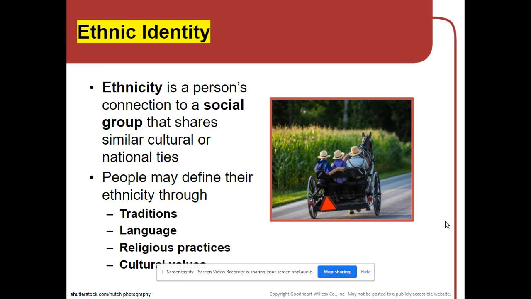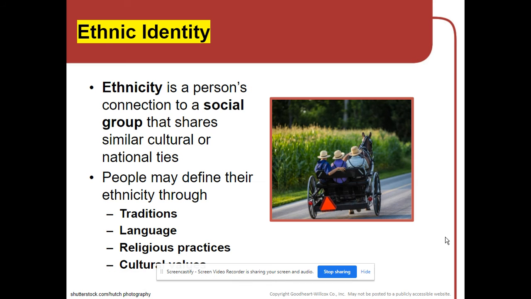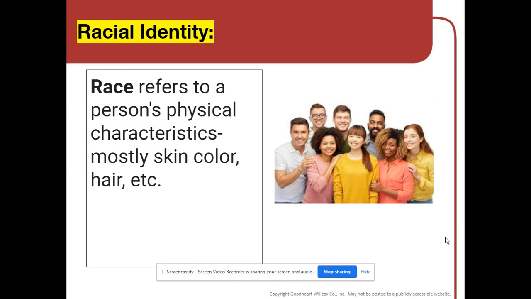So here's more on your ethnic identity. Ethnicity is a person's connection to a social group that shares similar culture or national ties. You might see their connections through traditions, language, religion, or other cultural values. Your racial identity refers to a person's physical characteristics. We mentioned this in the physical identity piece. This is mostly in relation to skin color, but it might also have to do with hair, bone structure, eyes, etc.